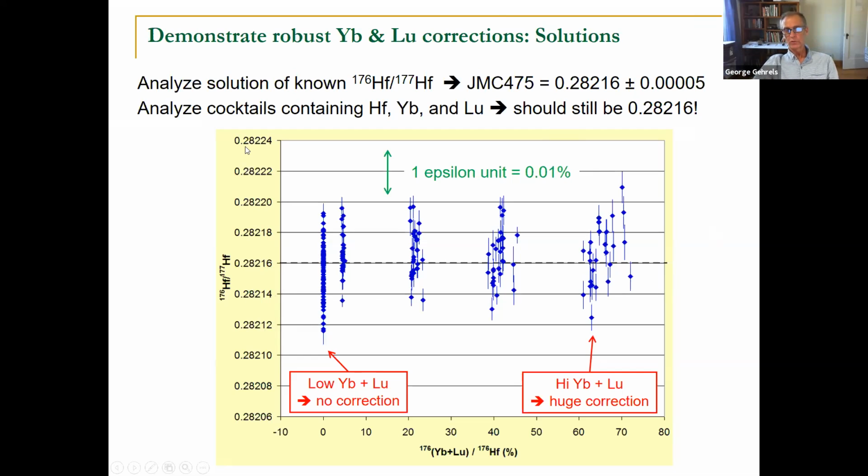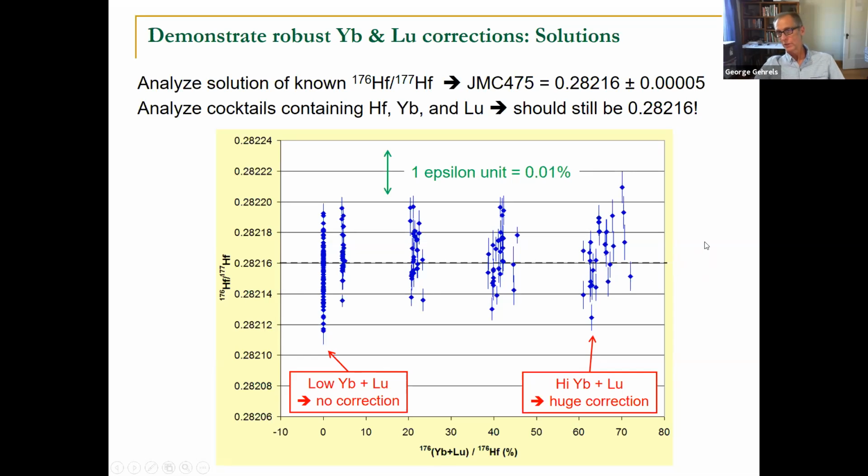And then if I do all these corrections correctly, I'll be able to get that JMC value back to 28216, regardless of how much ytterbium and lutetium I have. Even if over half of the 176 is ytterbium and lutetium, I still need to get down to this 28216 value.